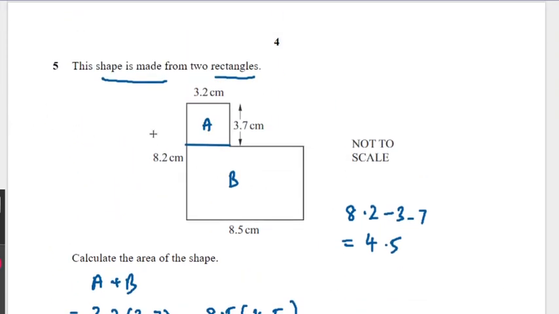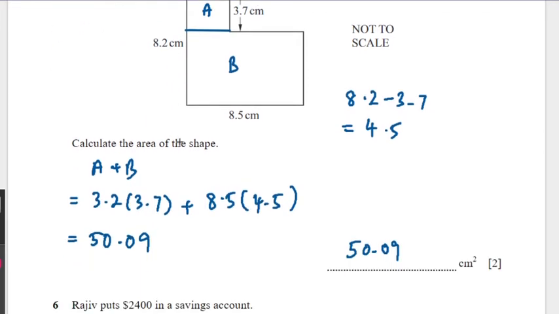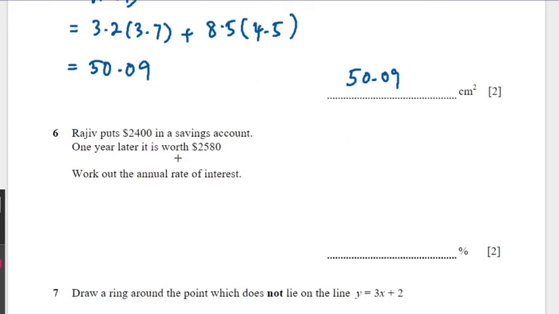If you have a composite shape like this, I think you better find the 2 rectangles there. Identify the length and width for each rectangle, and then you get the areas one by one, and then you total them up. All right, so that's number 5. Okay, number 6 here.